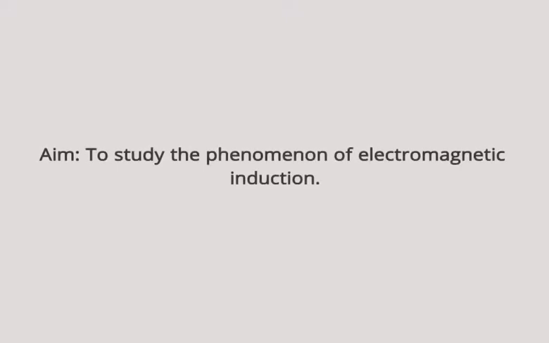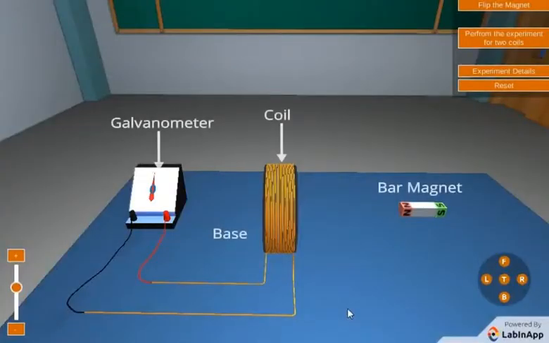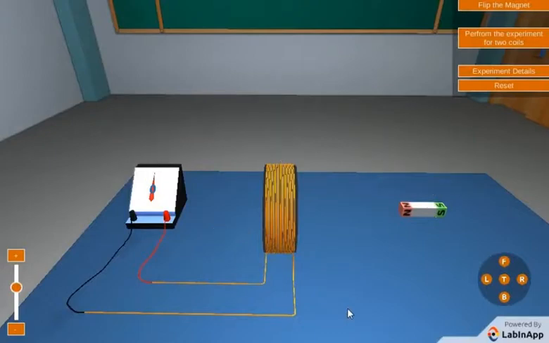Aim: to study the phenomenon of electromagnetic induction. Apparatus required for the experiment are as shown. Take a coil and connect it with a galvanometer as shown.